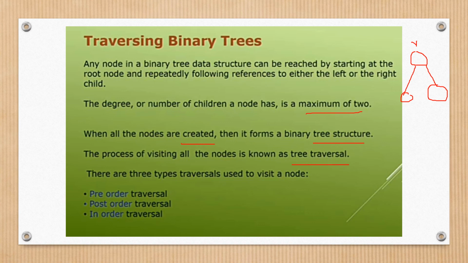There are three types of traversal used to visit a node. First one is pre-order traversal, second one is post-order traversal, third one is in-order traversal. Let us discuss these one by one.